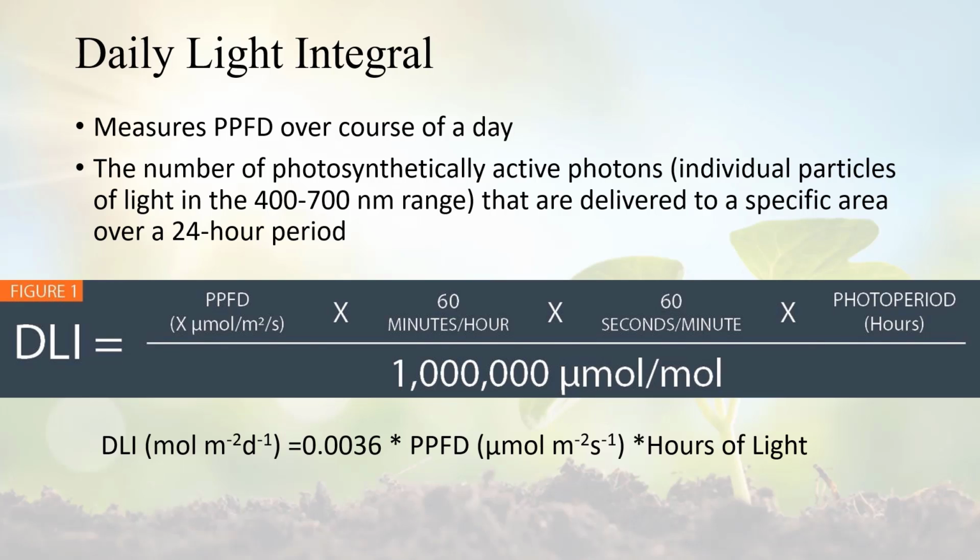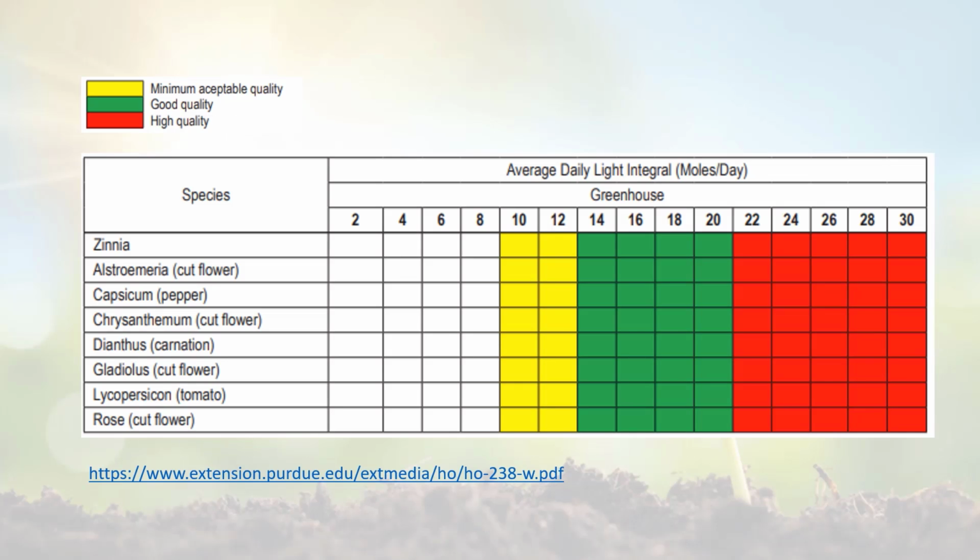But if you do all that, you will get a value, and that is your daily light integral value. What is helpful is that there's information available that looks at different plant species and tells you what you need in terms of an average daily light integral value to produce quality products. Here's an example of that chart, and if you went to this link, you would get more information. But in general, above 14, you will have good quality. So you want that as a minimum of your daily light integral, and above 22 is even better.